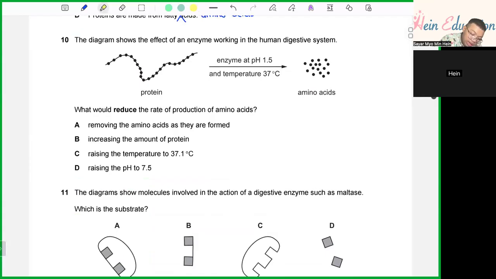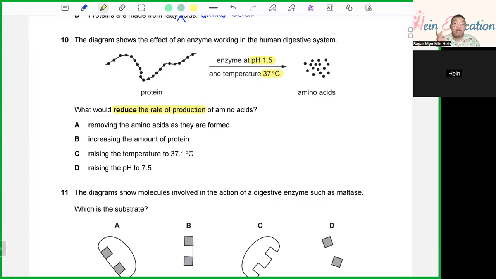The diagram shows the effect of an enzyme working in the human digestive system. We can see that protein is broken down into amino acid, and obviously the pH is already given as 1.5 and temperature 37. So human body and acidic pH, so it might be in the stomach. What would reduce the rate of production? The question asks what would reduce the rate of production of amino acids. So they want to get the product, amino acid.